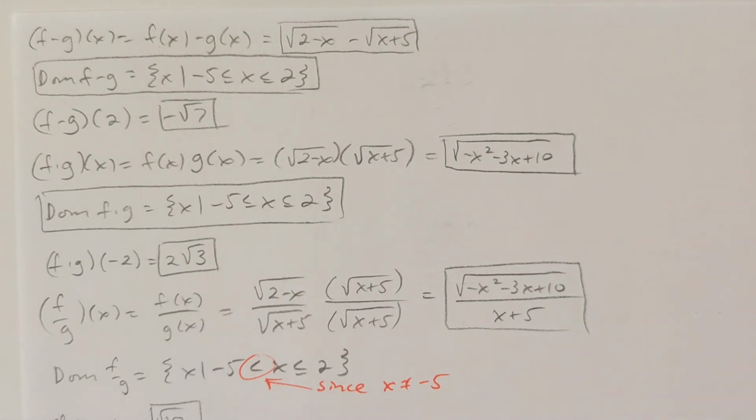F minus g of x is represented by f of x minus g of x, which is the square root of 2 minus x minus the square root of x plus 5. That's all I can do.